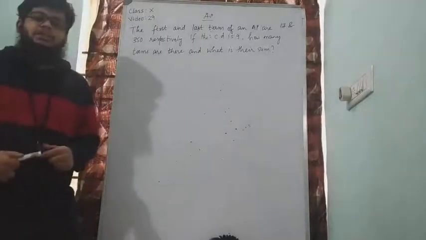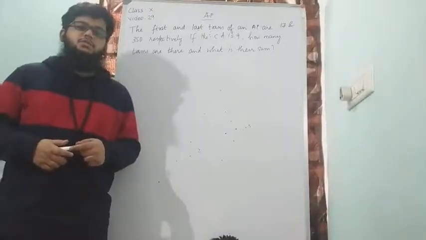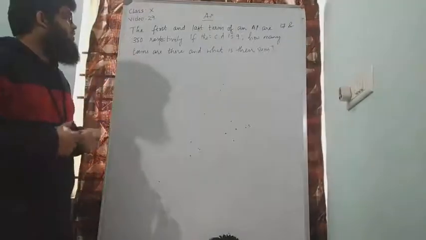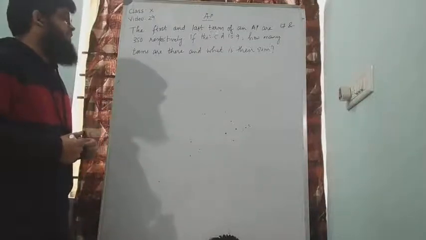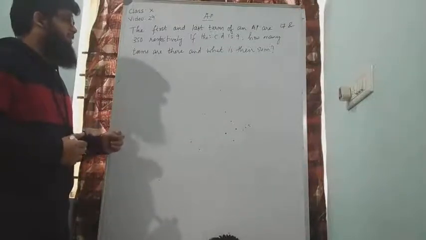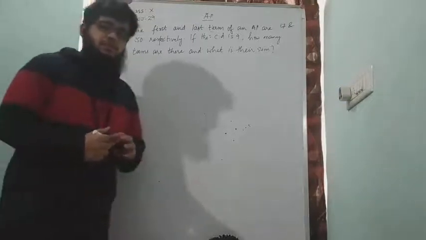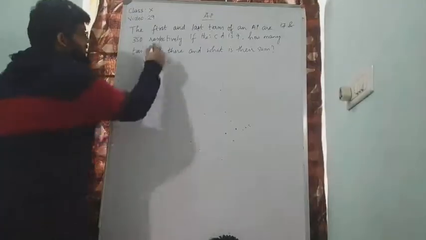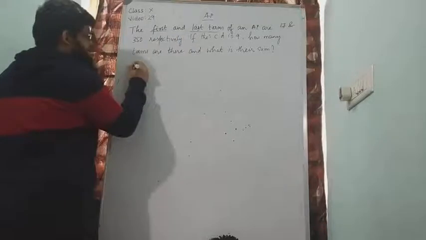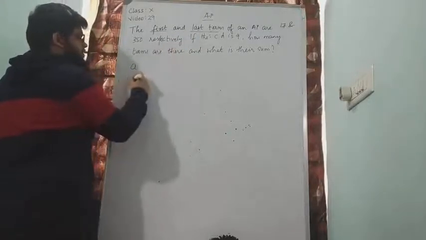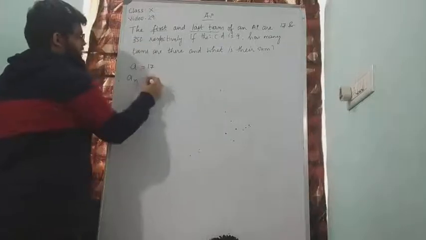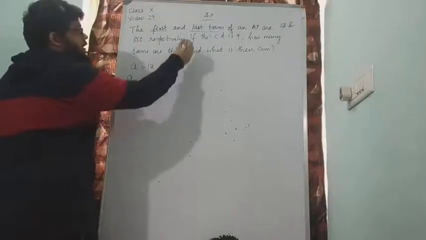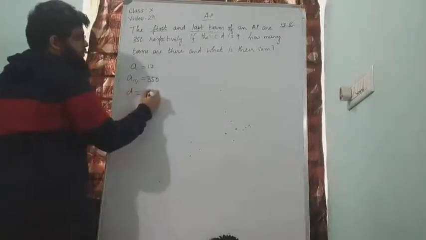Let us continue with the next question and solve the previous question as homework. The question here on the board is: the first and the last term of an AP are 17 and 350 respectively. If the common difference is 9, how many terms are there and what is their sum? Let us write down the data first. First term means A, last term is AN. First term is 17, last term is 350. Common difference is 9, that means the value of D is 9.